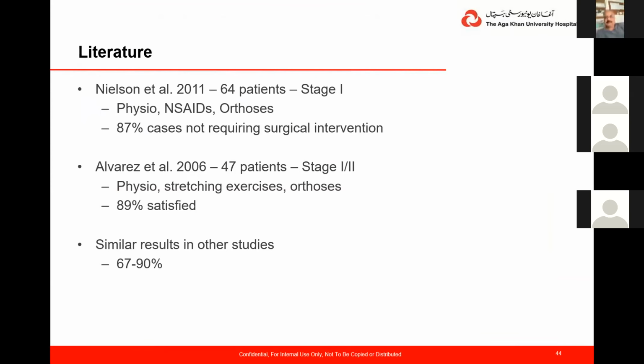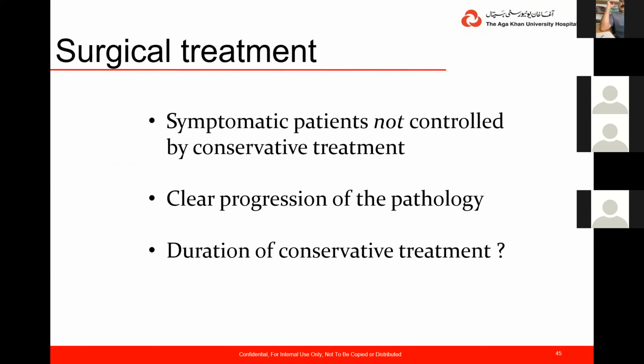So, as I've already told you, conservative therapy usually serves this purpose in about 70 to 80% of the patients, and only 20% of the patients, or less than 20, are those who will require surgical intervention. So, symptomatic patients not controlled by conservative treatment, clear progression of pathology, and duration of conservative treatment is debatable. Some say 1 year, some say 2 years, but still debatable. These are the few surgical indications.